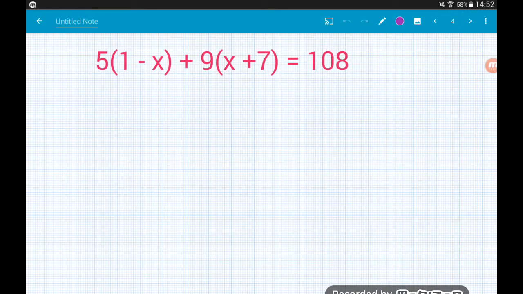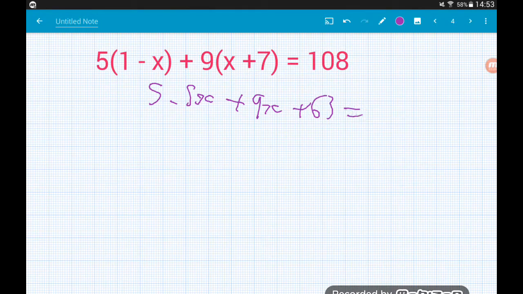Okay, example 3. So again, we've got 2 sets of brackets here. So we're going to need to expand and then simplify the left hand side. So looking at the first bracket, 5 times 1 is 5. 5 times minus x is minus 5x. That's the first bracket done. Now looking at the second bracket, 9 times x is going to give us 9x, and 9 times 7 will give us 63, and then that's all equal to 108.